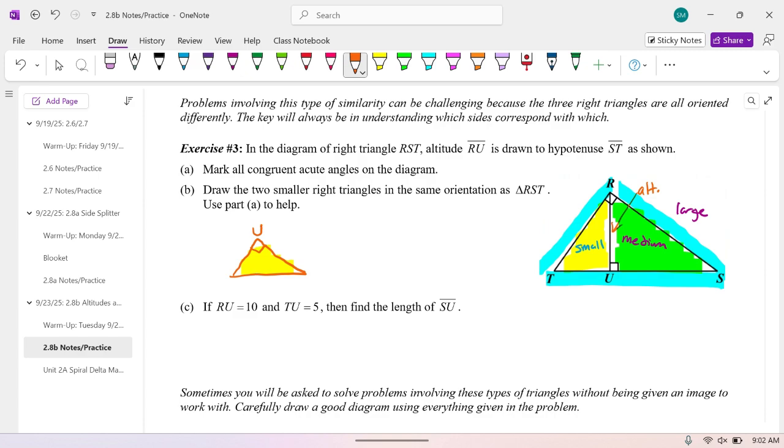Now, if we look on my big triangle, let's just mark the other 2 angles as they are. So let's say this is 1 tick and this is 2 ticks. So if I want it to look like my big one, this would have to be 1 tick, 2 ticks. So what letter goes around the angle with the 1 tick? T. So that means the 2 ticks would have to be what letter? R. So that's my small triangle. Let's look at my medium.